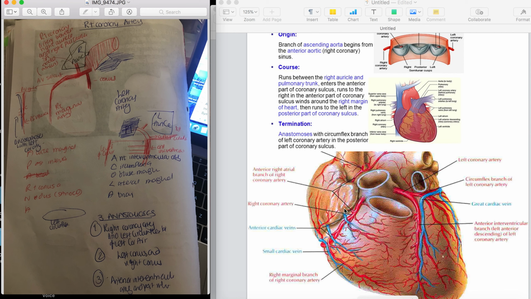It also has anterior right atrial branches. Both of these have atrial branches. And you also have your right marginal branch of the right coronary artery, which goes on the right side of the heart on the border.